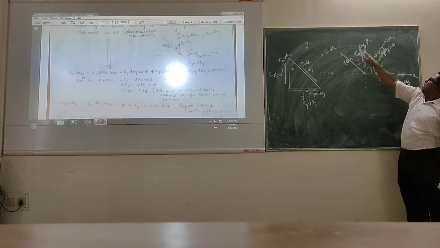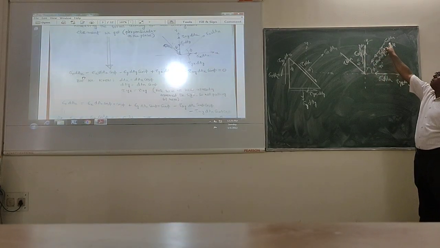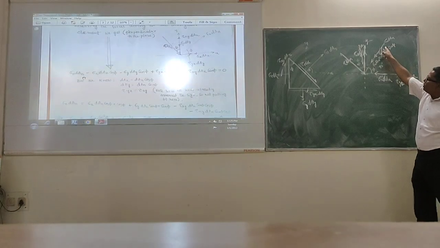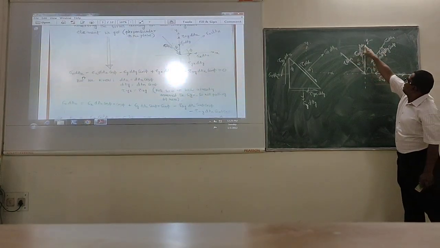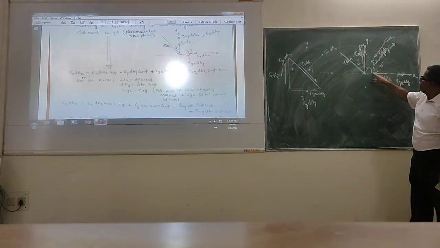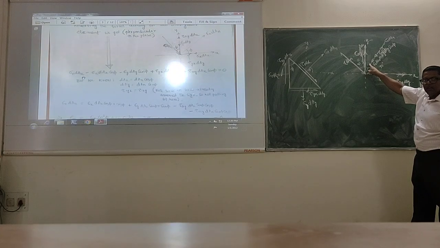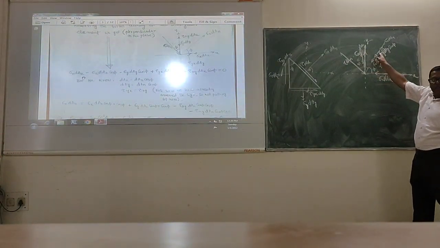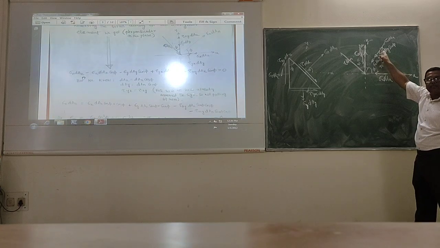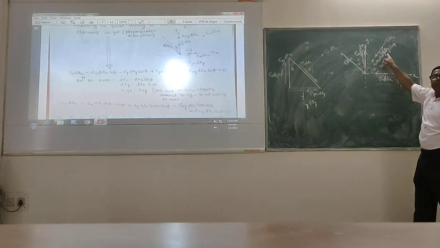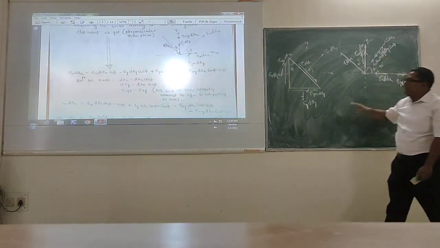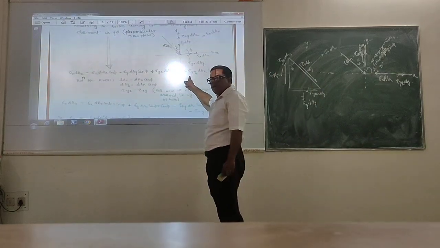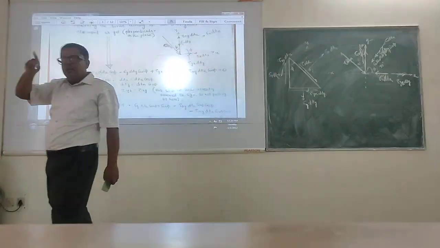So if I take a resolution component along this sigma n, then what will be the value? Tau xy dAx sin phi. If this is phi, then this is 90 minus phi. So if this is 90 minus phi, then the component of this along this, in which direction will it act? This will act along the direction of sigma n. So that's why the plus sign is coming. Have you understood? Is it clear?